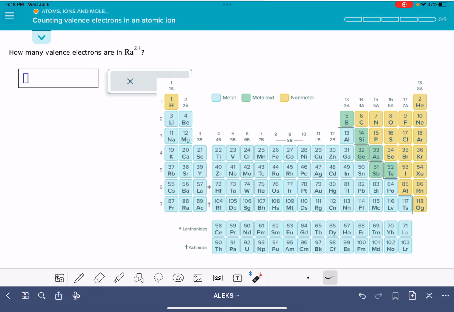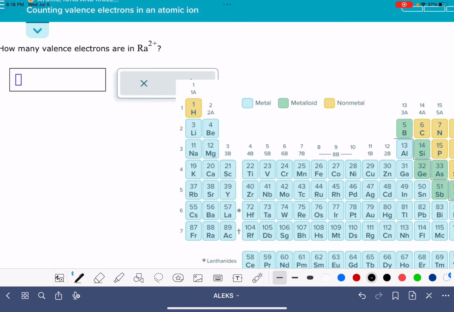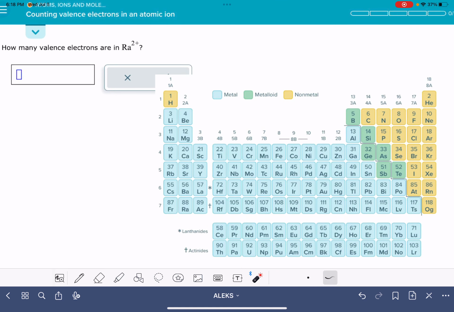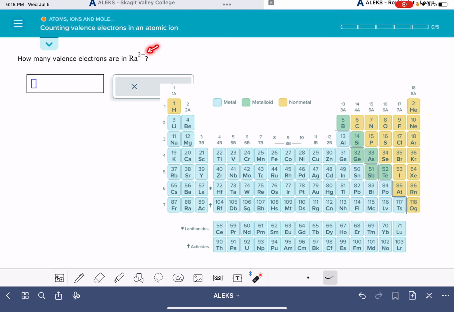In this video, I'll show you how to solve the ALEKS problem called counting valence electrons in an atomic ion. This problem is going to give us the symbol of an ion. It could be either positively charged like mine is or negatively charged. I will talk about how to solve the problem if you have a negatively charged ion. And it wants you to determine how many valence electrons are in that ion.